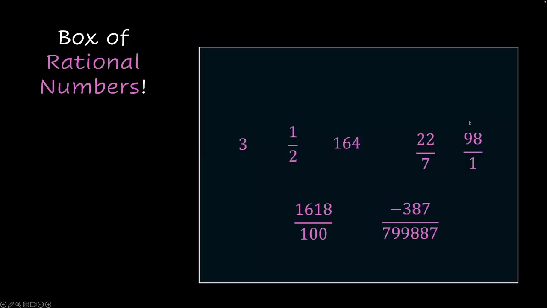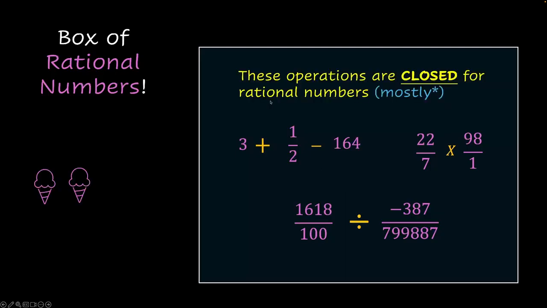Now, the more interesting part here is if we perform any mathematical operation, like addition, subtraction, multiplication, or division, we still tend to get a rational number. For example, if I add these numbers, or subtract, or multiply, or divide these numbers, we will always tend to end up with another rational number. Almost always, right? We'll see about that very soon. So the idea here is these operations are closed for rational numbers. When you perform operations on a rational number, you always get another rational number. That's what we mean by the idea of being closed. We tend to stay within this box.